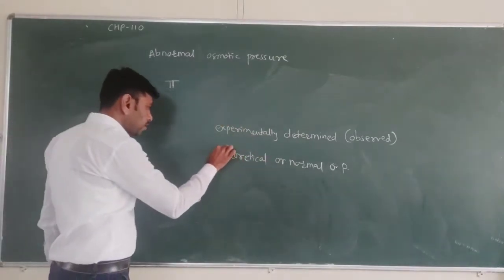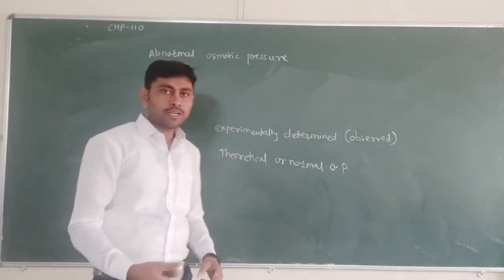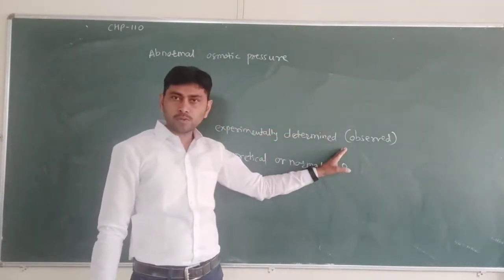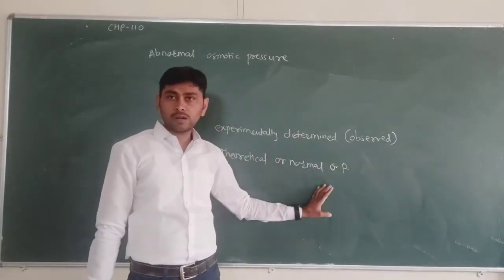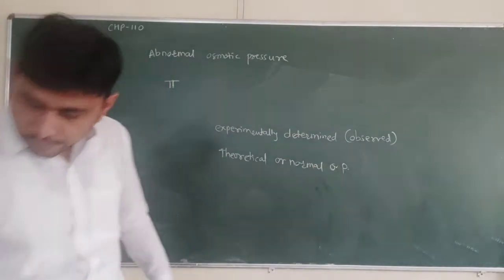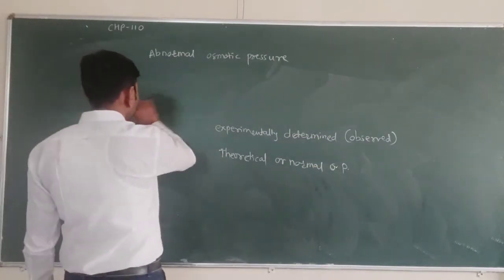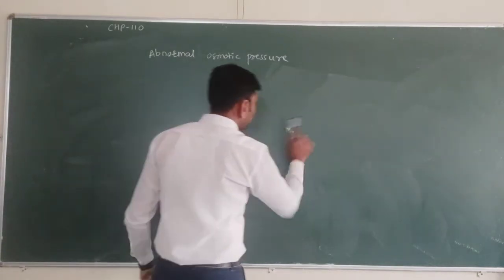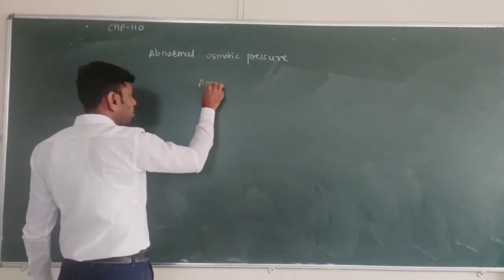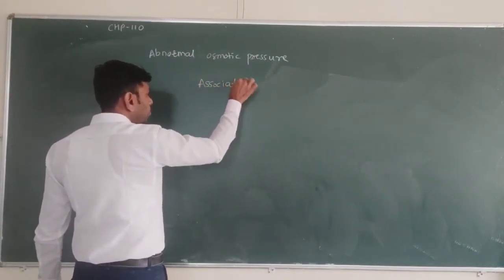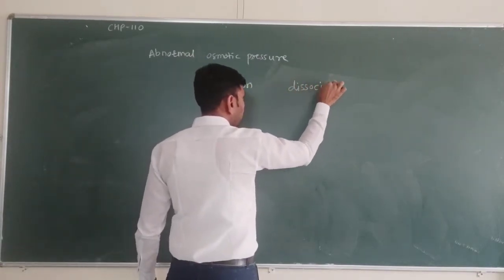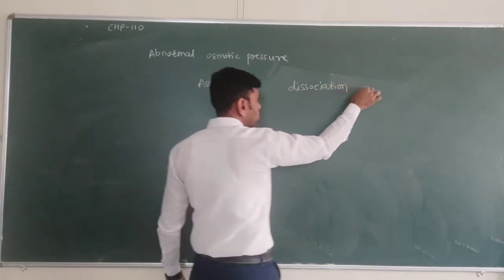Now in these two cases there will sometimes be a difference between the observed, experimentally determined osmotic pressure and the theoretical or calculated osmotic pressure. Why this difference? Because when we dissolve a solute into the solvent, there is an association of molecules or sometimes dissociation of molecules.